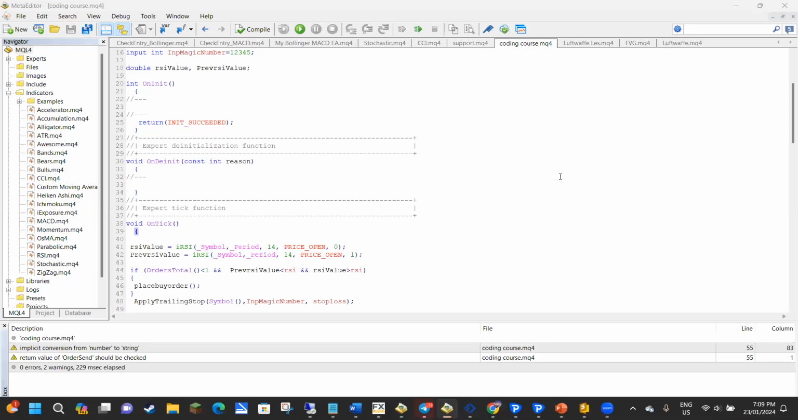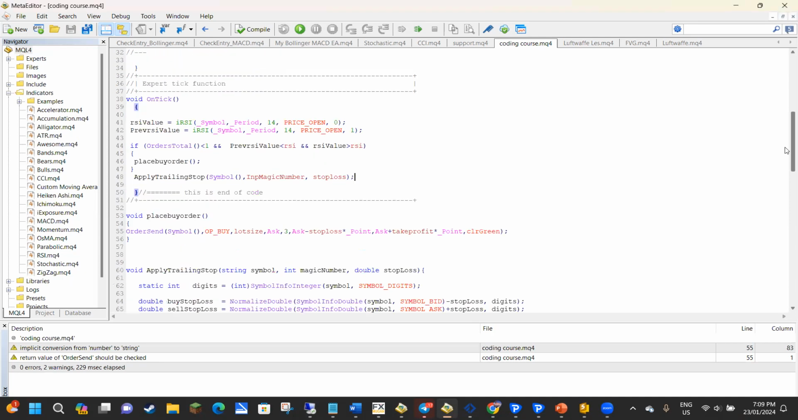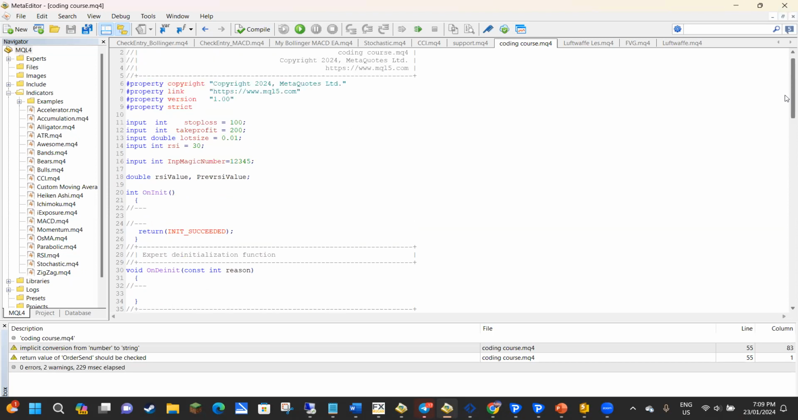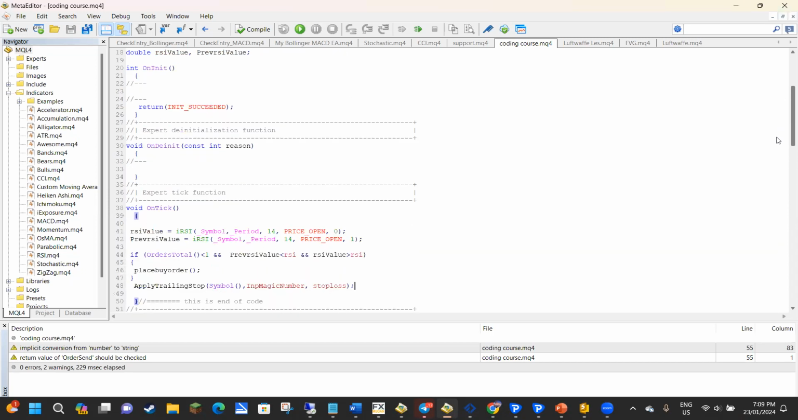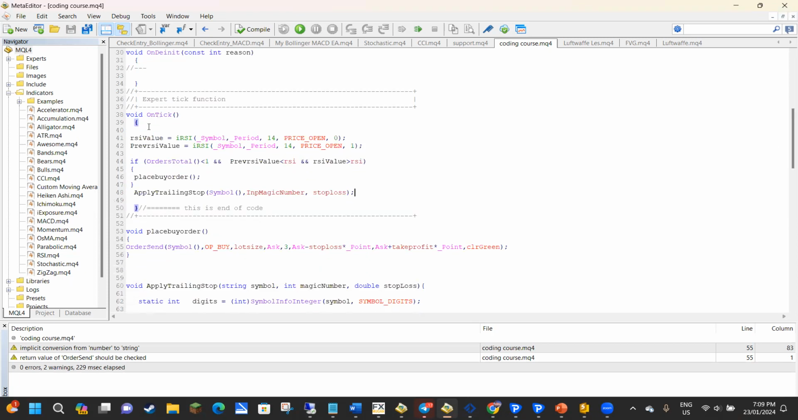Okie doke. Well, I guess we're up to lesson 5. We're getting into it. And what we're looking at on the chart on the screen now is just the MetaEditor. And it's just showing the EA we've been sort of putting together so far during the course. And just to recap, we now have 2 RSI requirements to enter the market.